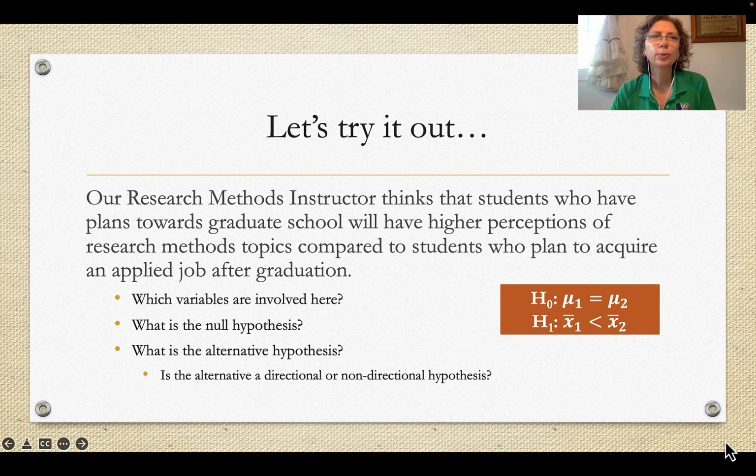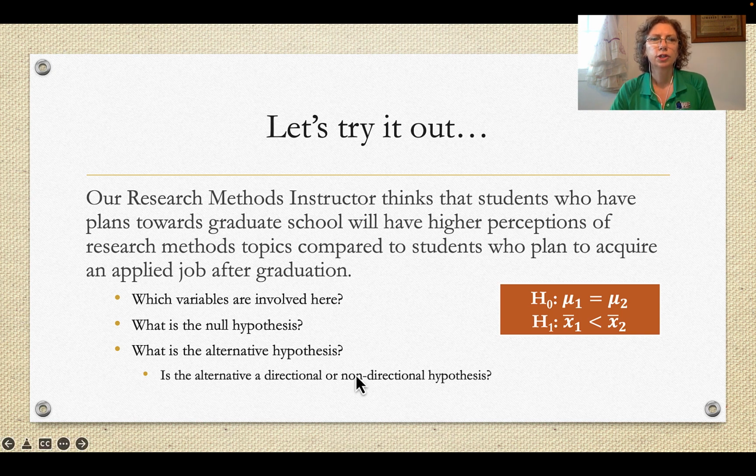Our research methods instructor thinks that students who have plans towards graduate school are going to have higher perceptions of research methods compared to students who plan to acquire an applied job after graduation. So, what variables are we talking about here? Well, the outcome variable, the dependent variable, is perceptions of research methods. But the input variable is students who plan to go to graduate school or plan to go to a job. That's one variable with two conditions.